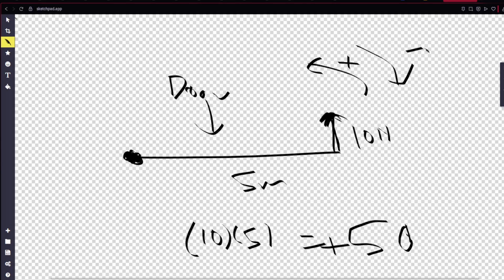A line of action is simply going to be, wait. A line of action is always just going to be following the force vector, essentially. So the line of action is right here. That's pretty self-explanatory. So yeah, that's it for torque.